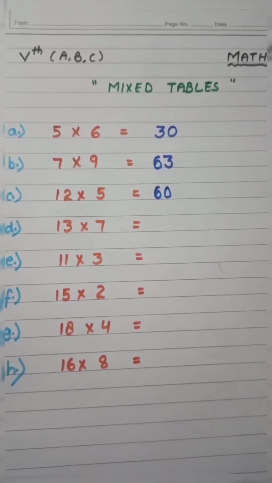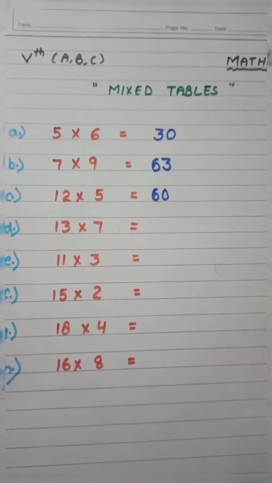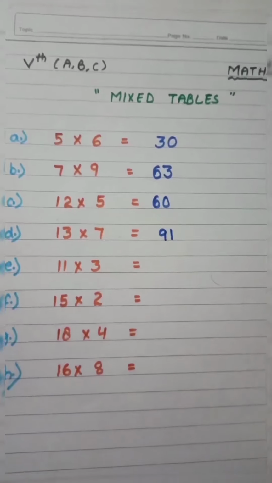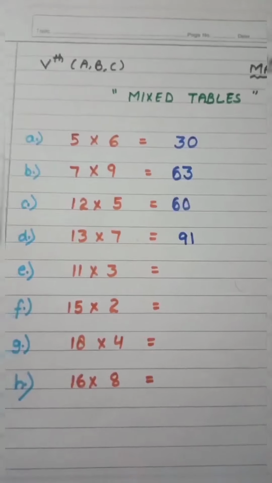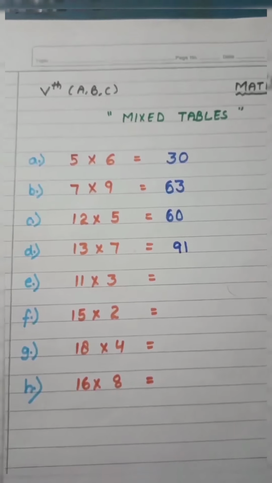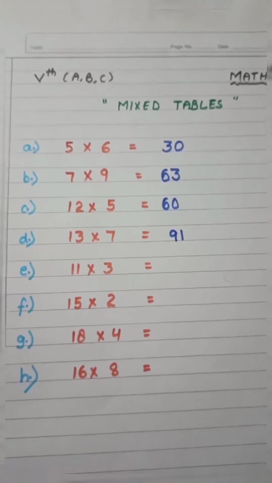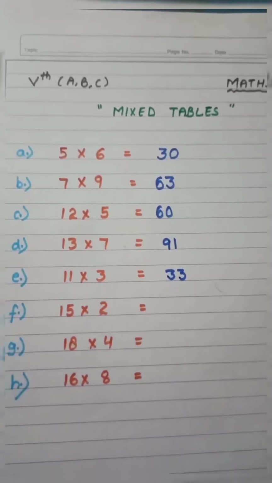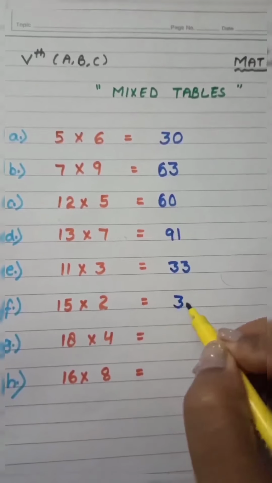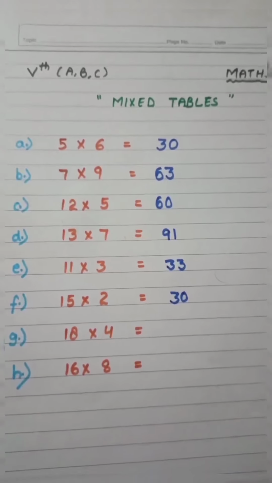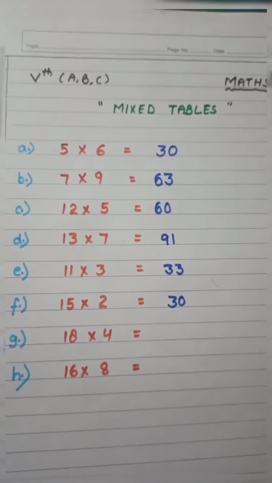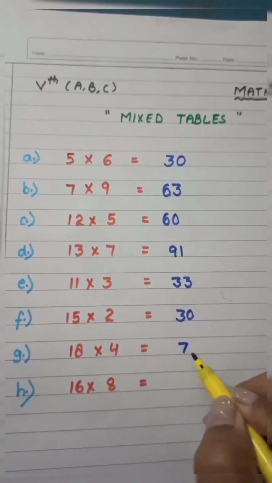Then 13 7s. 13 7s gives us 91. Then 11 3s. 11 is the easiest table that we can learn very easily, and also 10. So 11 3s are 33. Then 15 2s. So 15 2s gives us 30. Then we'll move on to G part, and here we have 18 4s. So 18 4s gives us 72.